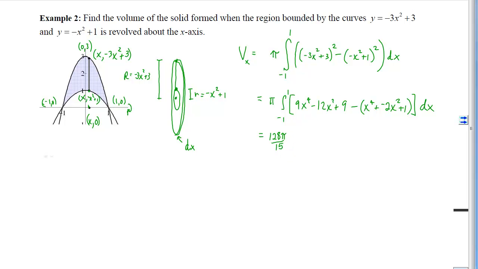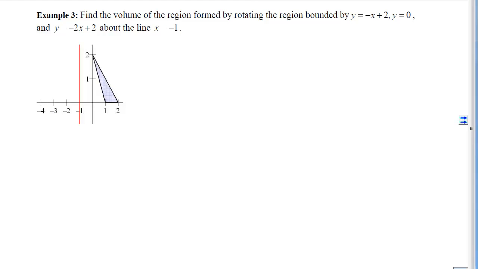With example 3, again we are going to graph all boundaries of the base. So those boundaries are -x plus 2, y equals 0, and y equals -2x plus 2. So you can see that the steeper line is this one, whereas the shallower line that has a slope of -1 is this one. And we're going to rotate about the line x equals -1. So our second step is to label all the intersections. We can see here that's where 0, 2, 2, 0, and 1, 0.